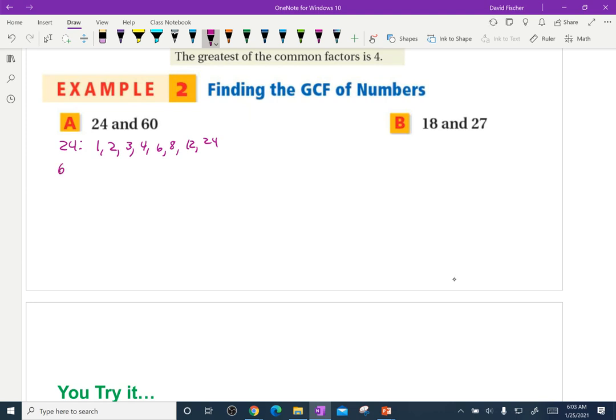So let's kind of practice that with 60. I know 1, and I want to put this one way out here because I know there's a lot of factors of 60. 2 goes into 60, and I know half of 60 is 30. 3 goes into 60 20 times. Okay. 4 goes into 60 4 times 15.